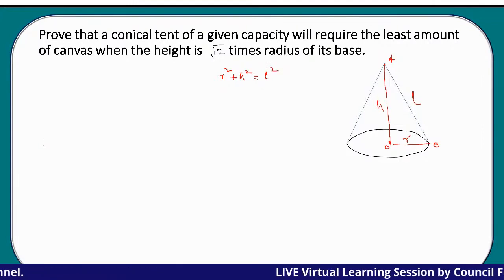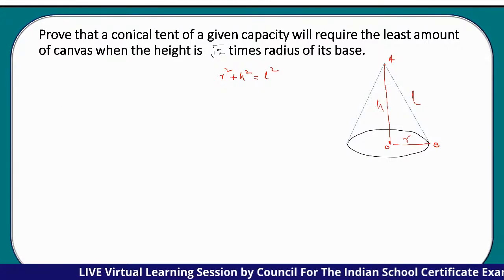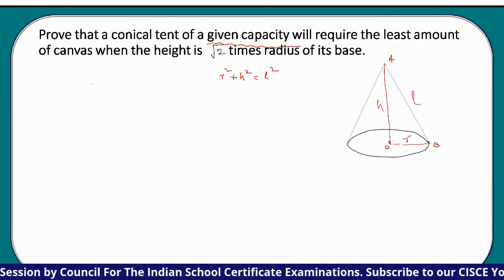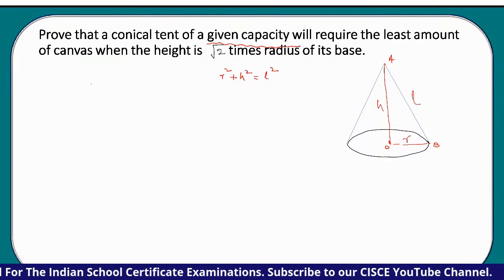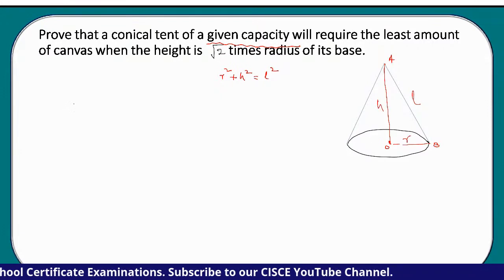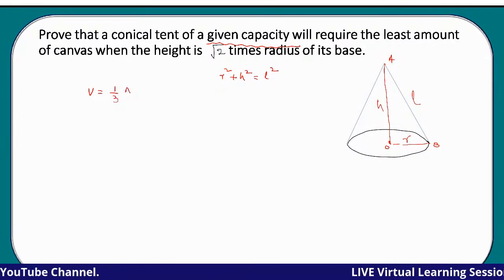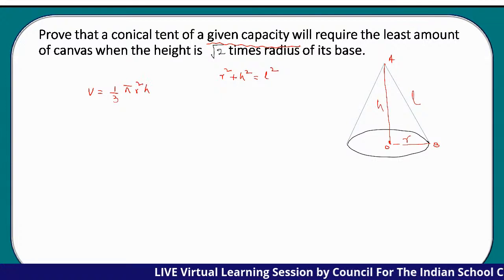So here what you need to prove? The conical tent of a given capacity. What is the meaning of capacity? It is a volume. Volume of the cone is given. The volume of the cone is equal to 1/3 pi R square H. That is given.